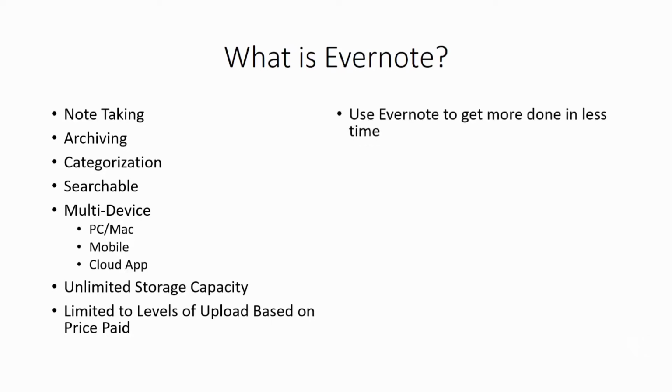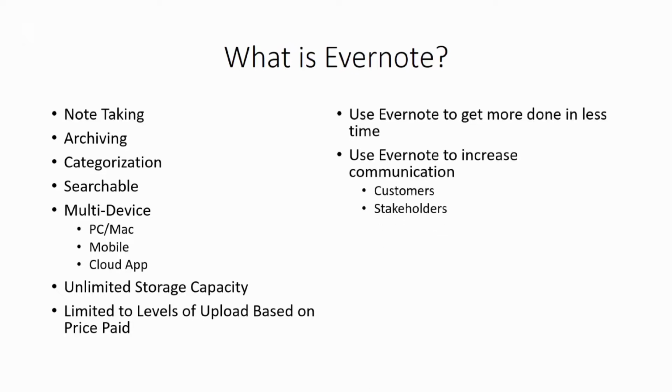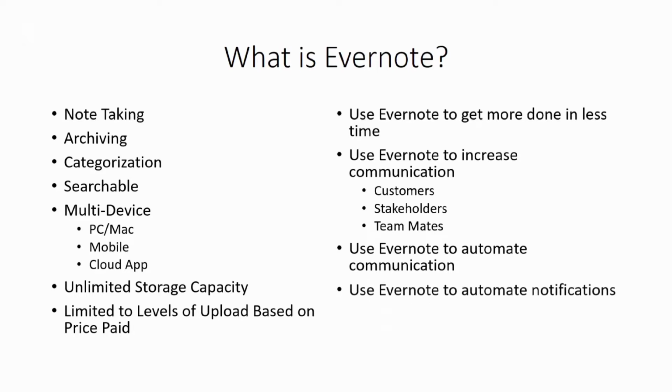Now, Evernote is really designed for you to get more done in less time. It's designed to increase the level of your communication, whether or not you're going to be working with someone on specific information or you want to collaborate with a customer or someone in your organization or concerning your organization or even people who are working on your team. One of the key features of Evernote in that way is that Evernote can be used to automate communication. It can also be used to automate notifications. Basically, Evernote can be used to work smarter, especially by using its automation features.